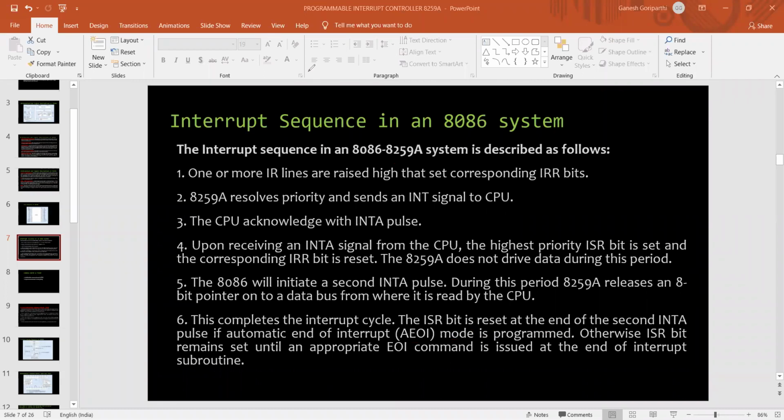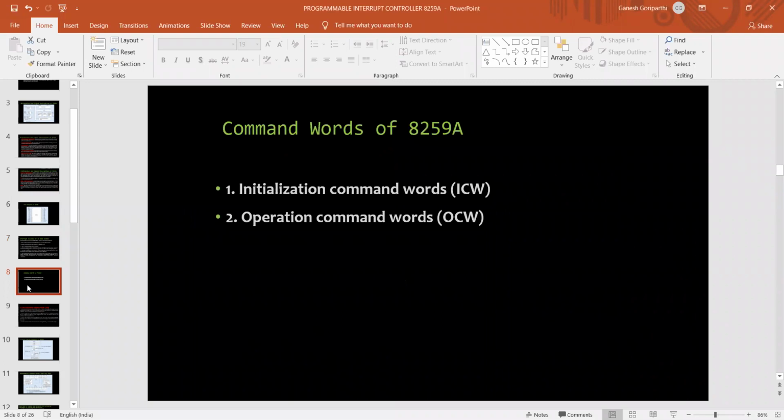I am proceeding to the next session, which is very much important. The command words of 8259. Generally, what did I tell you about the command words? These are the things that decide how it works.